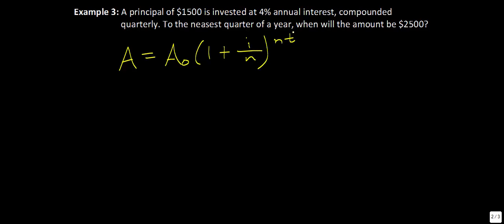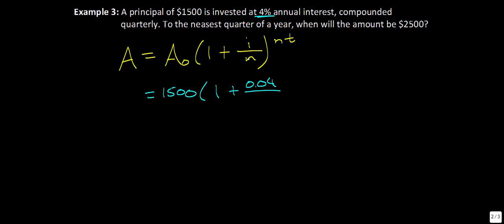Okay. And so now what I'm going to do, with blue right here, is substitute in the information that we have. So it said principal. The principal, that's your initial investment. So I'm going to write that as my A sub 0 right here, A initial, I suppose. 1,500. And then I'll have 1 plus my interest rate, which was 4%, so I'm going to have 0.04, okay, 4%. And I'm going to divide that by n.